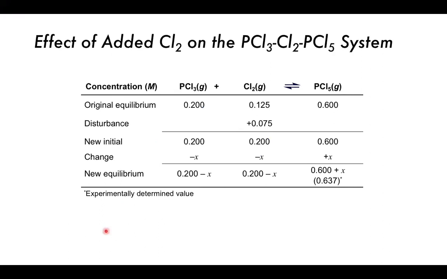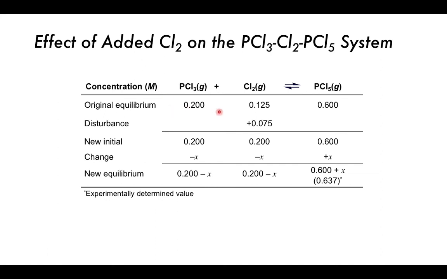So the effect of added Cl2 on the PCl3, Cl2, PCl5 system. Here we have a system which has started off with a certain equilibrium concentration, and then we have disturbed it by adding something or taking something away. And then we have gone through a new equilibration process to find a new equilibrium with different concentrations of the different species. However, the ratio between their concentrations will be the same as the original equilibrium.